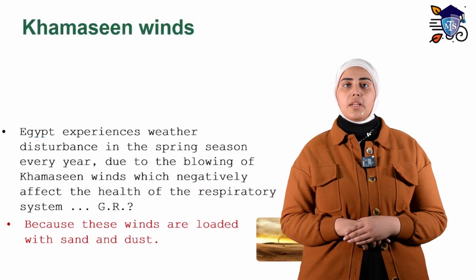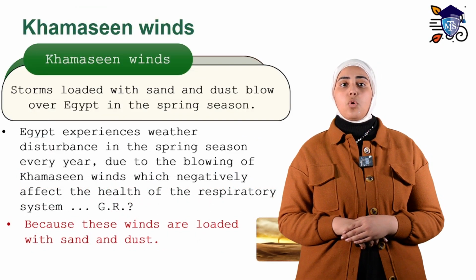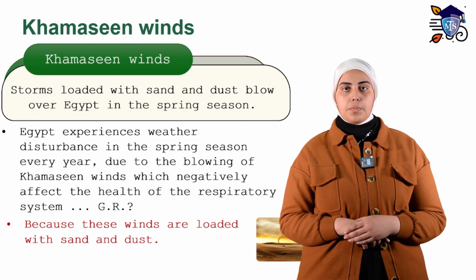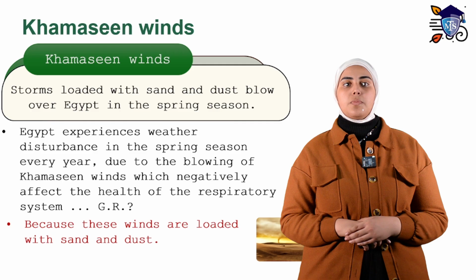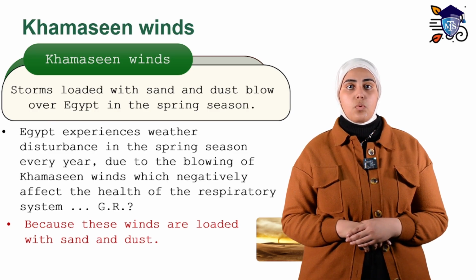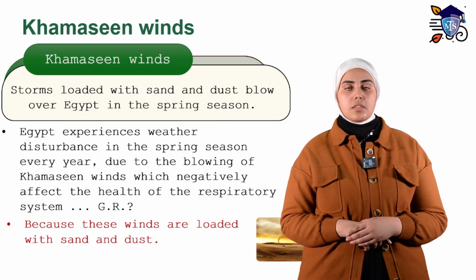Now let's talk finally about Khamasin winds. Khamasin winds is a storm loaded with sand and dust that blows over Egypt in the spring season. Egypt experiences weather disturbances in the spring season every year due to the blowing of Khamasin winds. And this affects the respiratory system. Why? Because these winds are loaded with sand and dust.